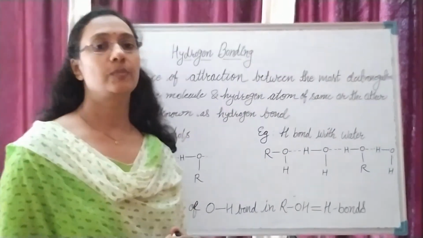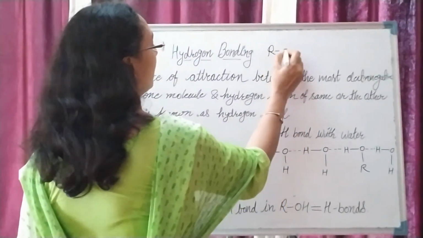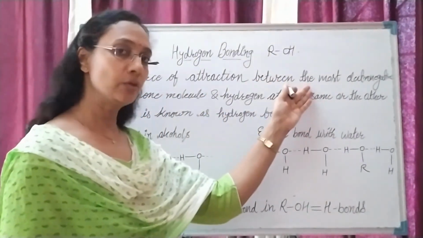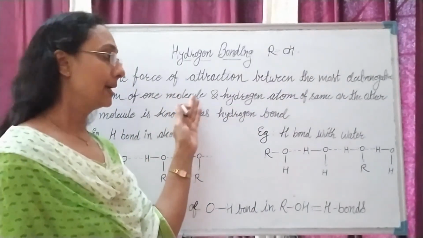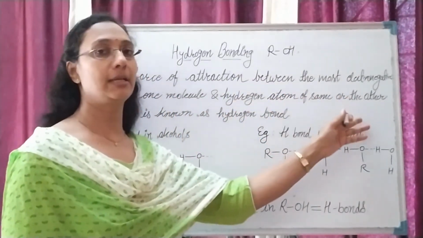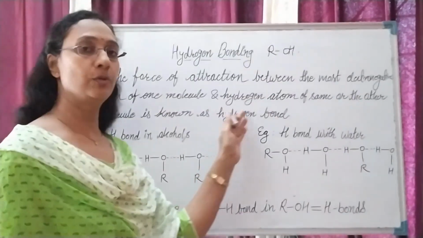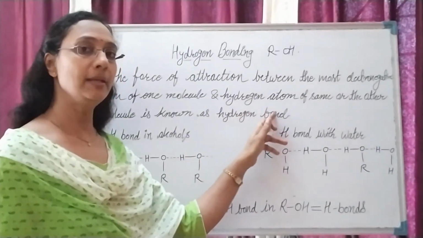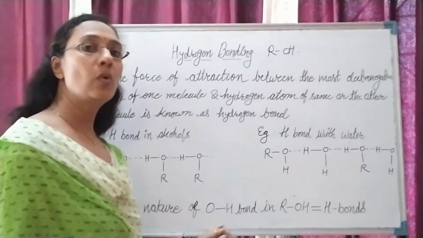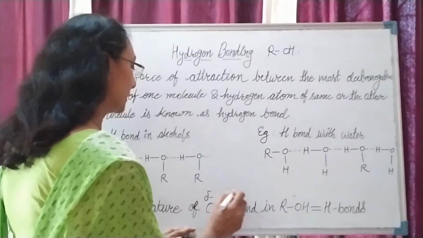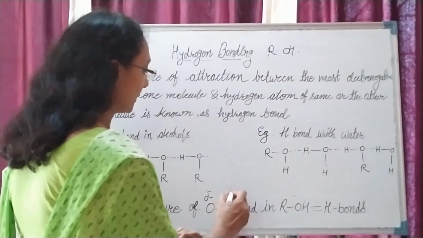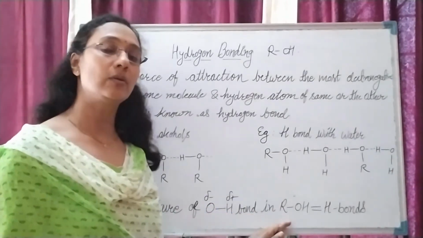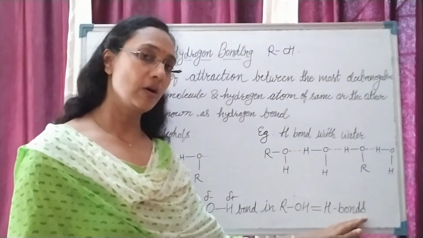Now we will see hydrogen bonding in alcohols. What is meant by the hydrogen bond? It is the force of attraction between the most electronegative atom of one molecule and the hydrogen atom of the same or the other molecule, that is known as a hydrogen bond. What is responsible for the formation of this hydrogen bonding? It is the polar nature of the OH bond. You know that oxygen is carrying a partial negative charge and hydrogen is carrying a partial positive charge. The polar nature of this OH bond in the alcohol is responsible for the formation of the hydrogen bond.